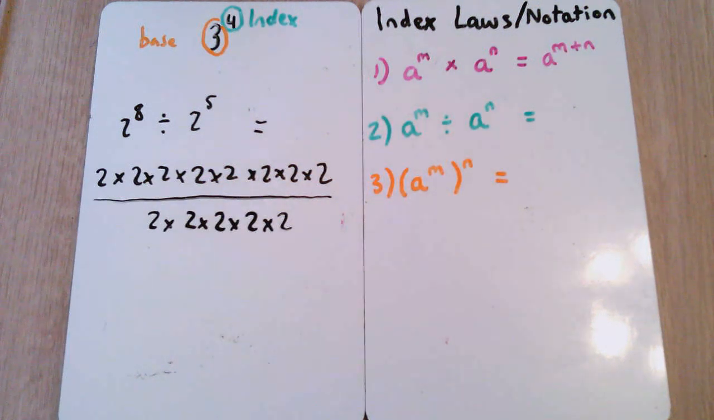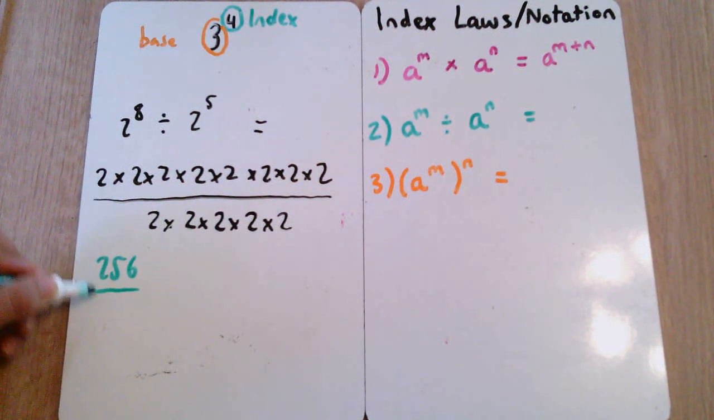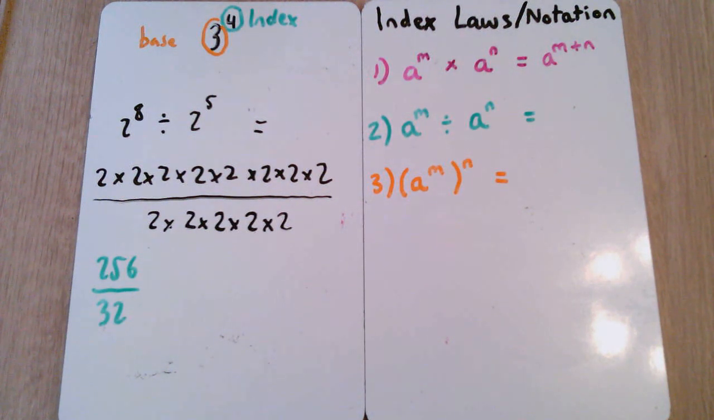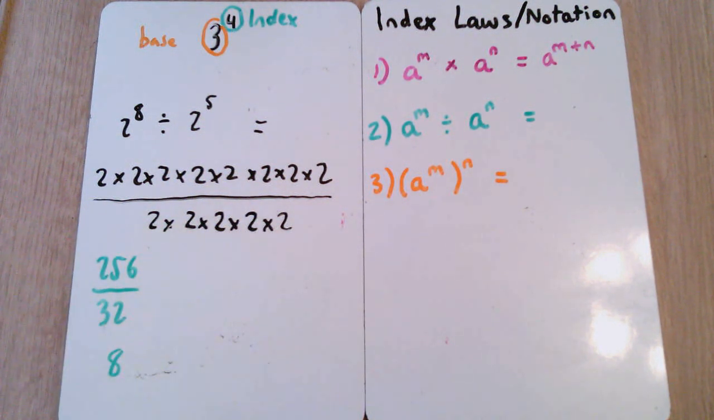So 2 to the 8 divided by 2 to the 5. Now again, we could work out these values if we wanted to make it easier for ourselves, and that would give us on the top 256 as our numerator, and our denominator would be 32. And if you are comfortable with your 32 times table, you might see that the value here is equal to 8. But again, that's not easy mathematics. There's an easier way of doing this.